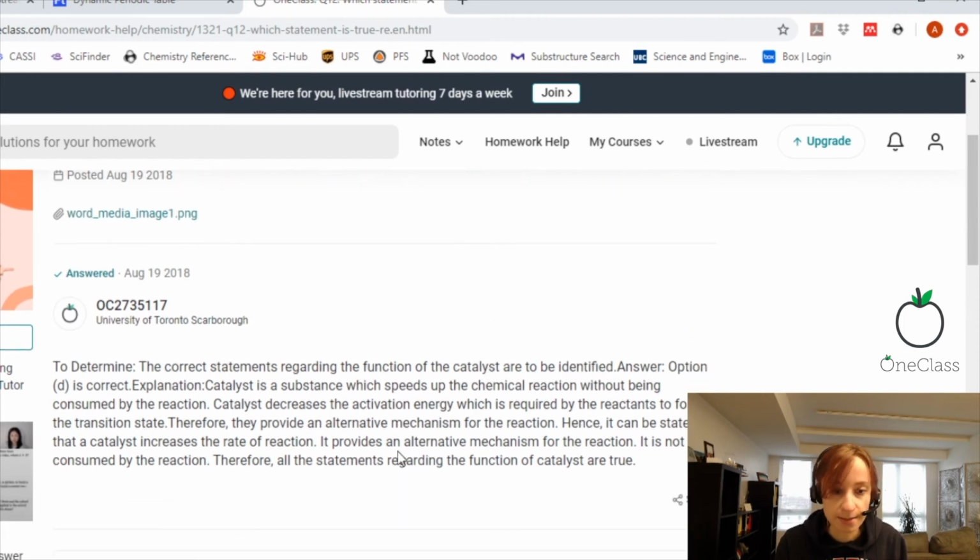So then it can be stated that a catalyst increases the rate of the reaction, it provides an alternate mechanism for the reaction, and it is not consumed by the reaction. So all three statements are correct in this case.